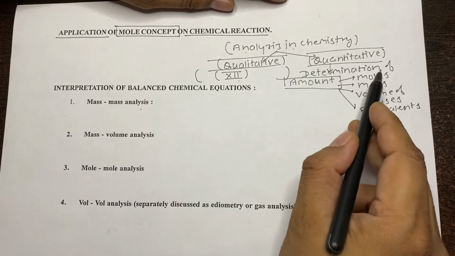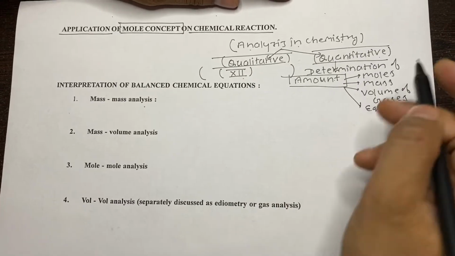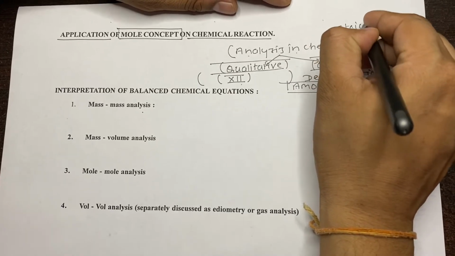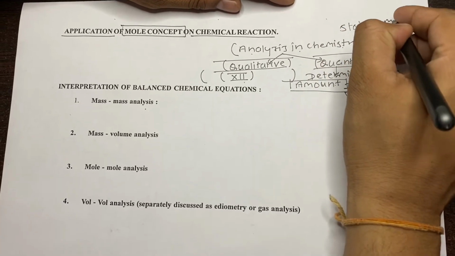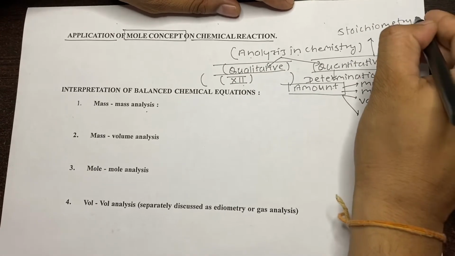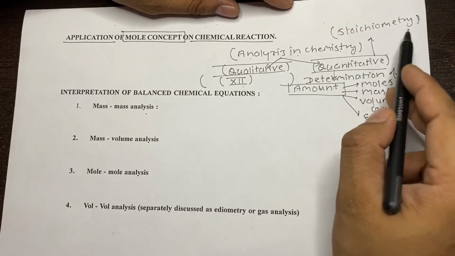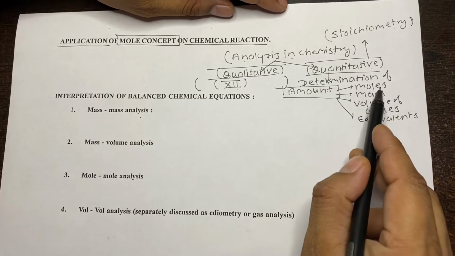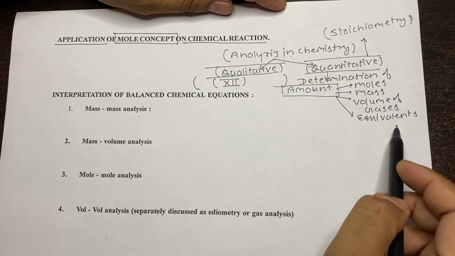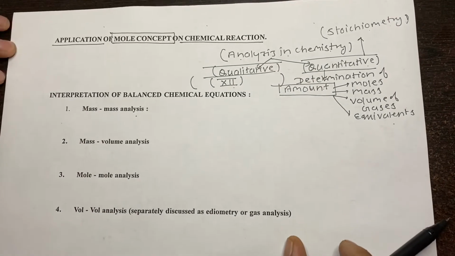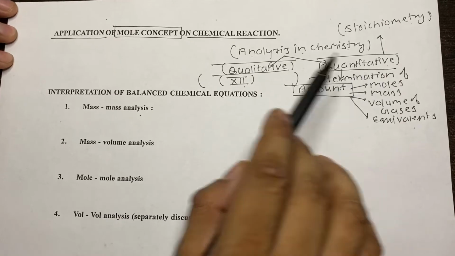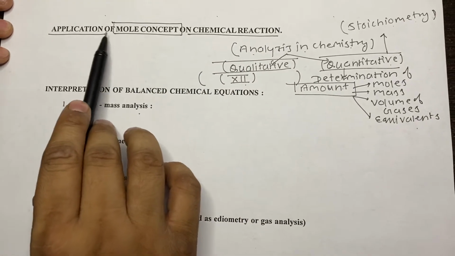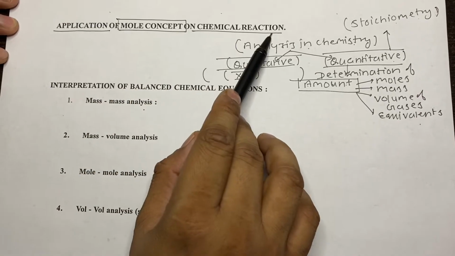So the determination of amount is called quantitative analysis and it is separately studied as stoichiometry. So what actually is studied in stoichiometry? Stoichiometry means determination of amount, and amount involves moles, mass, volume of gases and equivalent determination. So we will apply the stoichiometric concept while dealing with chemical reactions, and in this we will read the application of mole concept on chemical reaction.